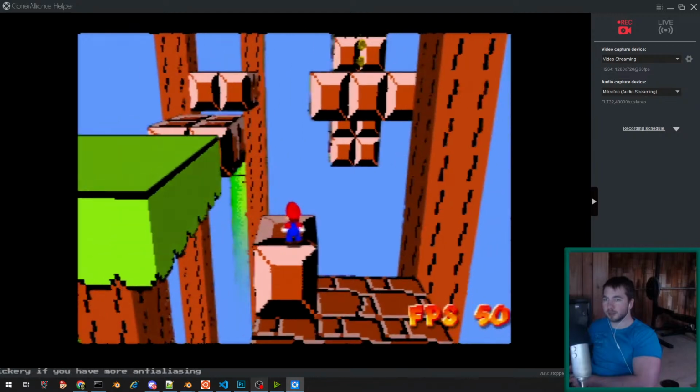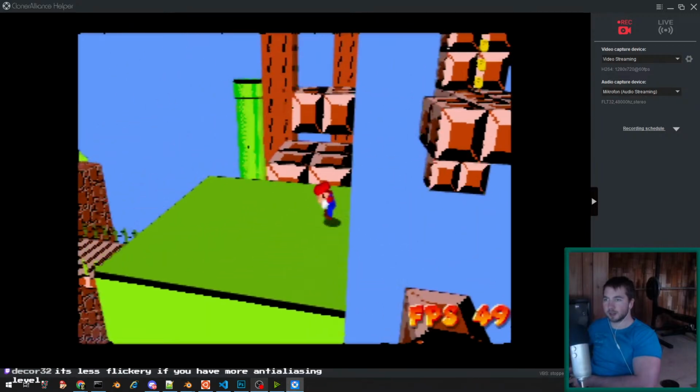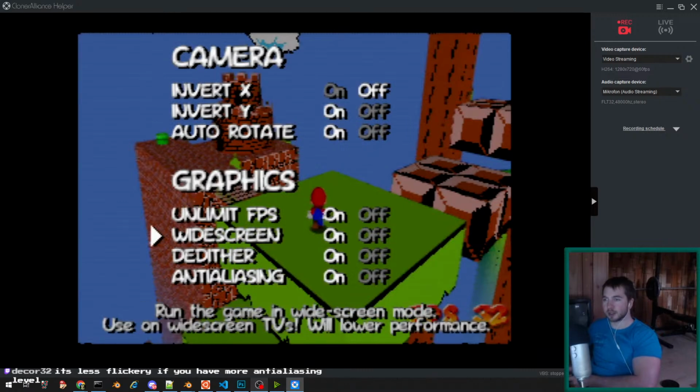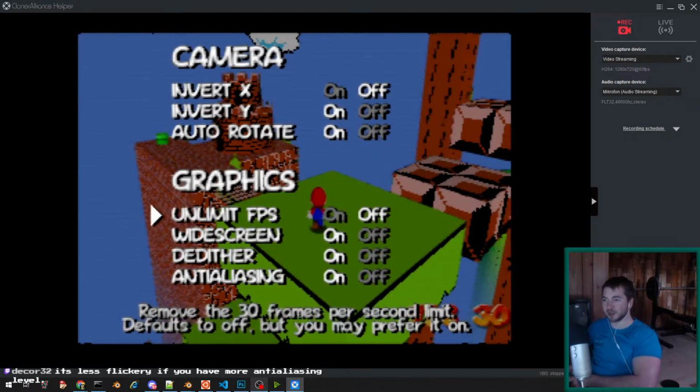Does this look weird to anyone else? Is this how white Mario usually is? Oh wait, I just turned widescreen on. No one, that's weird.